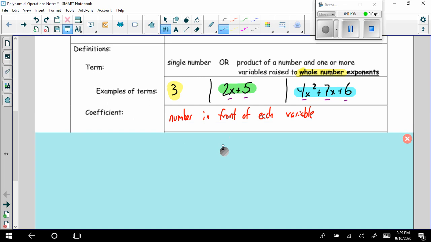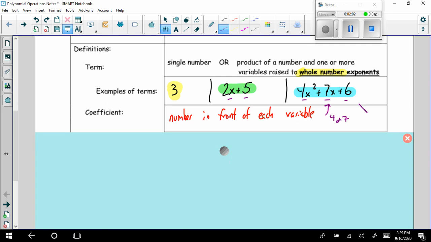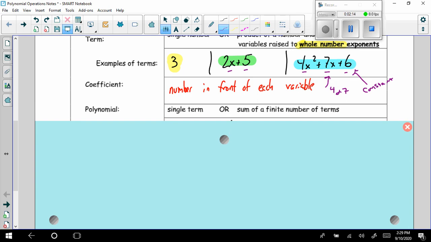All right, so vocabulary: coefficient is the number in front of each variable. And so, for example, in this last problem here, the coefficients are just 4 and 7. And then 6 is not a coefficient, it's what we call a constant. And so this is a constant. It's not affected by the value of a variable. So 3 in that first one would also be a constant. A polynomial can be a single term, or it can be the sum of a finite number of terms.